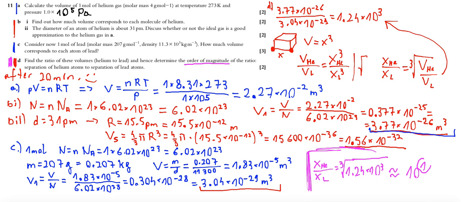Okay, so in the case of helium, the average distance between molecules is 10 times bigger than in the case of lead. Nice exercise, really very nice exercise. I hope that you did this in a similar way. If not, then please stop the video for a moment, check it again, compare, eventually correct, and when you are ready, turn it back.